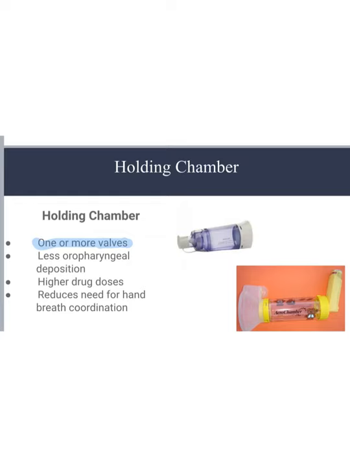the lungs. A patient is more likely to have a higher drug dose delivered to the lungs with valved chambers, and it reduces the need for hand and breath coordination. You can see this valve here, but there's also this valve here on top, so that if you accidentally exhale into it, this valve is going to come up and that air isn't going to go back into the chamber where the medication goes. It's going to go out.